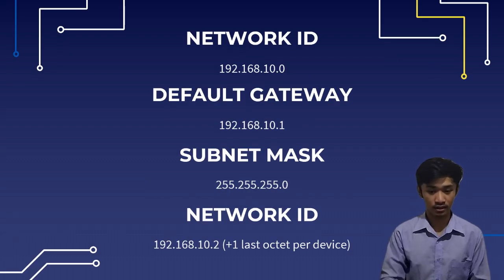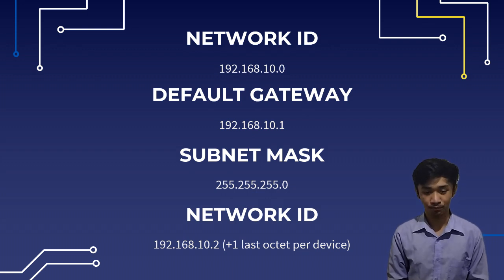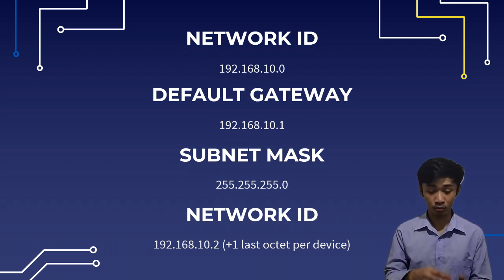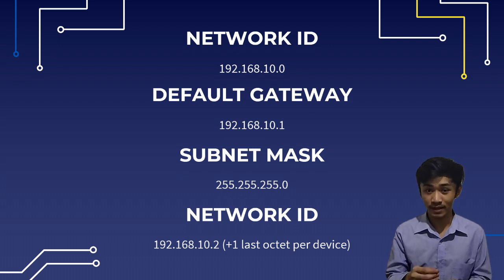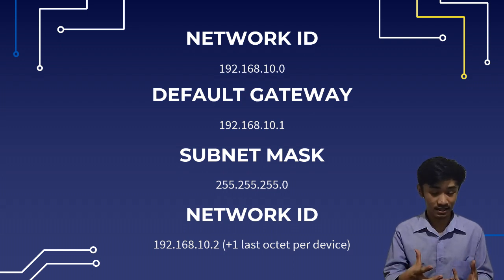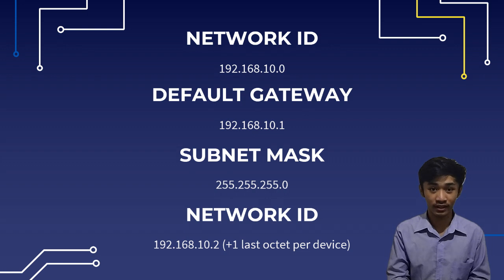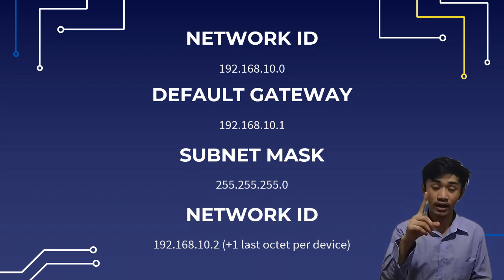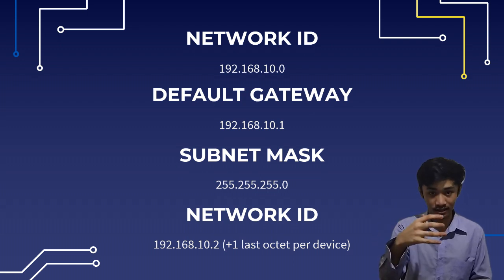Here, our IP address for our network ID will be 192.168.10.0, and for our default gateway, which we use for our router, will be 192.168.10.1. And because our IP address is class C, our subnet mask will be 255.255.255.0. And for our devices, their IP addresses will be 192.168.10.2 for our first device, and then we will add 1 to the last number per device that we add into our network system.